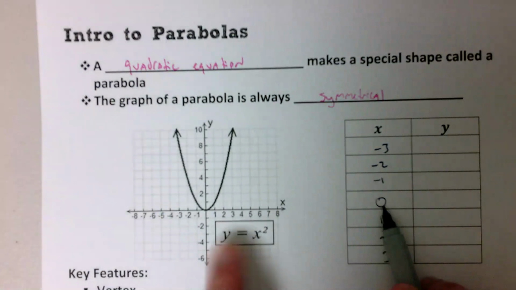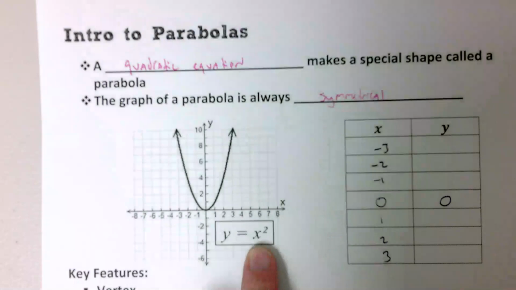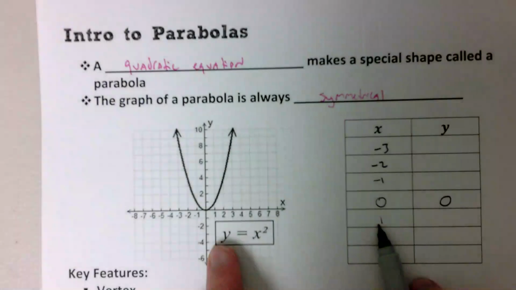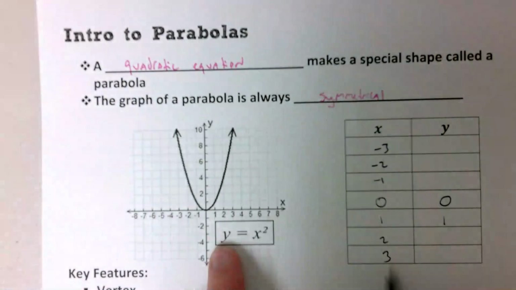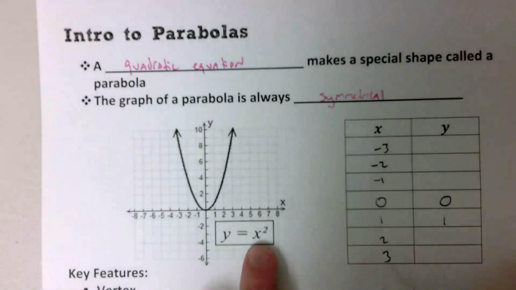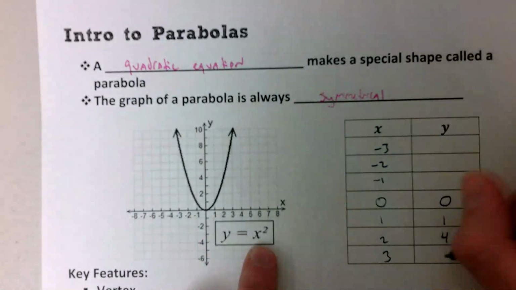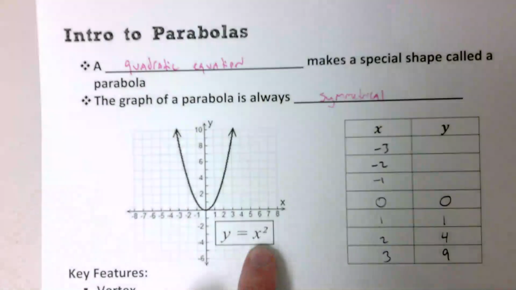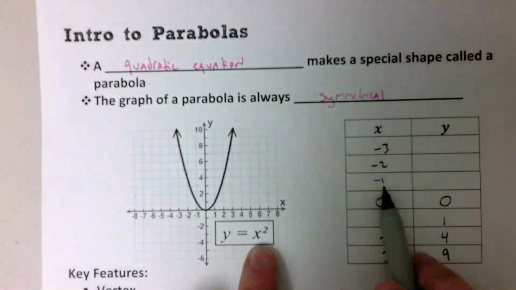So if x is 0, y is 0 squared. Well, 0 squared is just 0, so y is 0. If x is 1, y is 1 squared. 1 squared is 1. If x is 2, then y is 2 squared. 2 squared is 4. If x is 3, then y is 3 squared. 3 squared is 9.